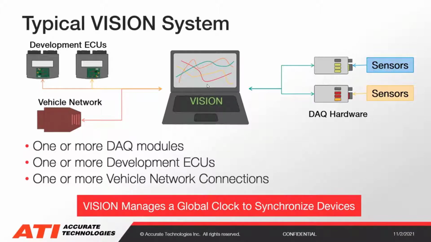So kind of an overview here about your typical VISION system. VISION manages a global clock to synchronize all of your devices. So your development ECUs, all your sensors, vehicle networks, or anything like that, all comes into VISION and is time-stamped when it gets into VISION. So you could be on different USB root hubs, you could be on Ethernet and USB at the same time, or even RS-232. Doesn't matter. It's all time-stamped when it hits VISION. So there's no post-processing timestamping that you have to do manually. It's all done automatically.